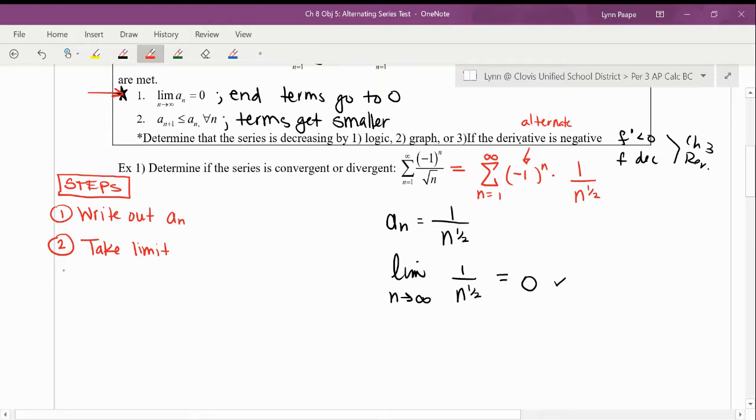Okay, so then once we take the limit, now we are going to replace n with n plus 1, and that will find me my (n+1)th term. And then once we do that, we are going to check the inequality.